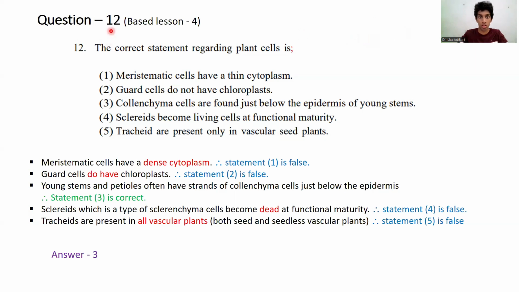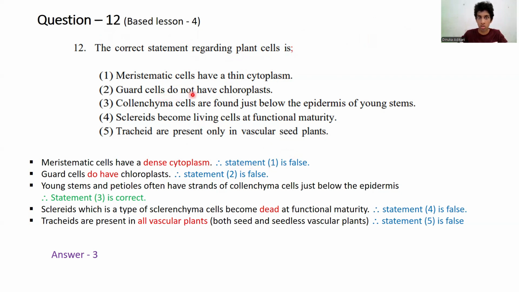Question number 12. It is based on the fourth lesson. The correct statement regarding plant cells is 1. Meristematic cells have a thin cytoplasm. No, meristematic cells have a dense cytoplasm. They don't have a thin cytoplasm. Therefore, statement 1 is false.